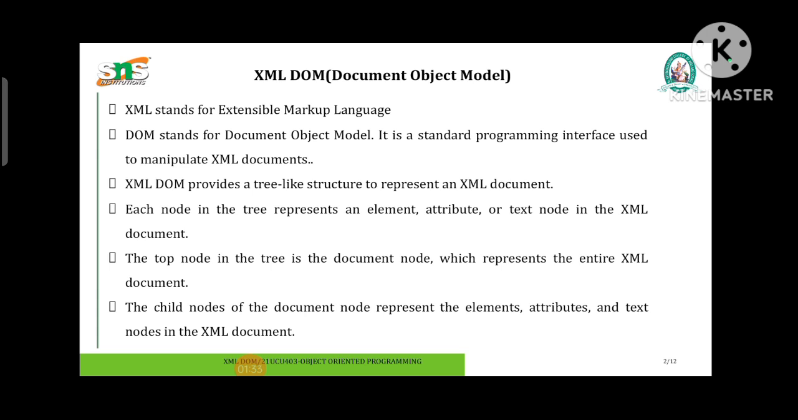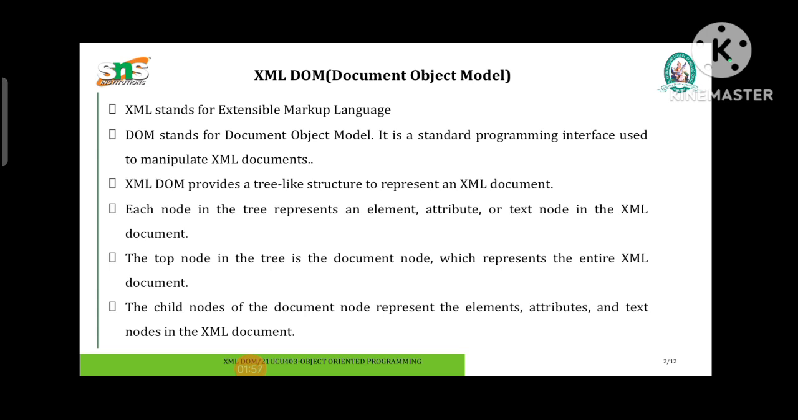Language dependencies. Similar to HTML DOM, the XML DOM is language independent. That is, it can be accessed and manipulated using various programming languages like JavaScript, Python, Java, etc. And also XML DOM is platform independent. It can be used on different operating systems and environments.